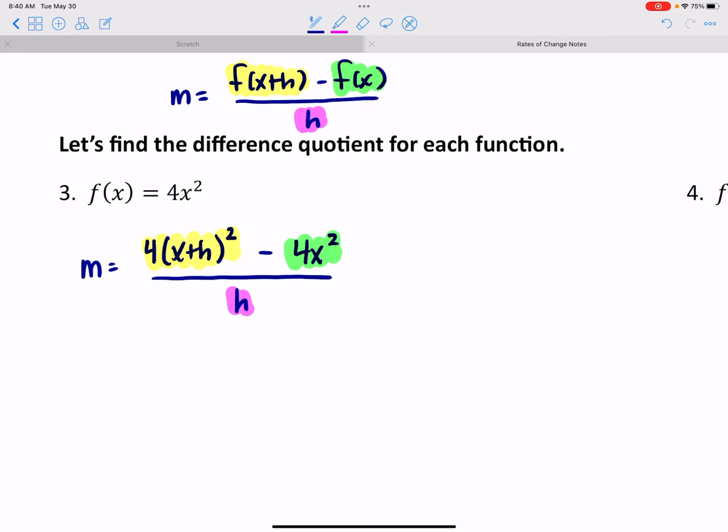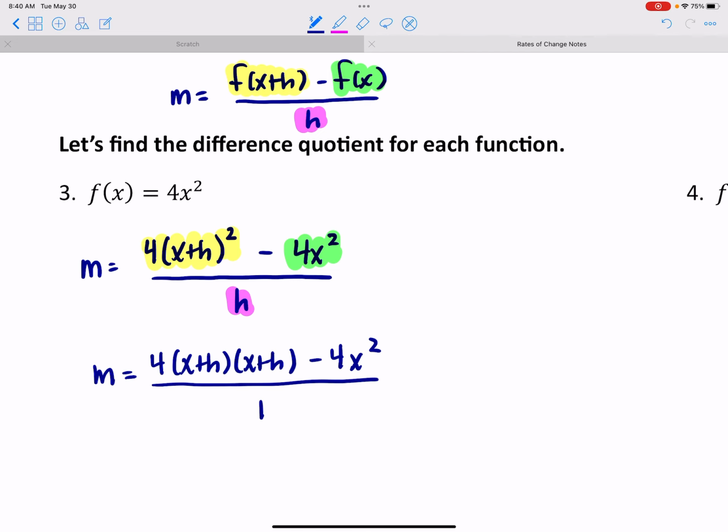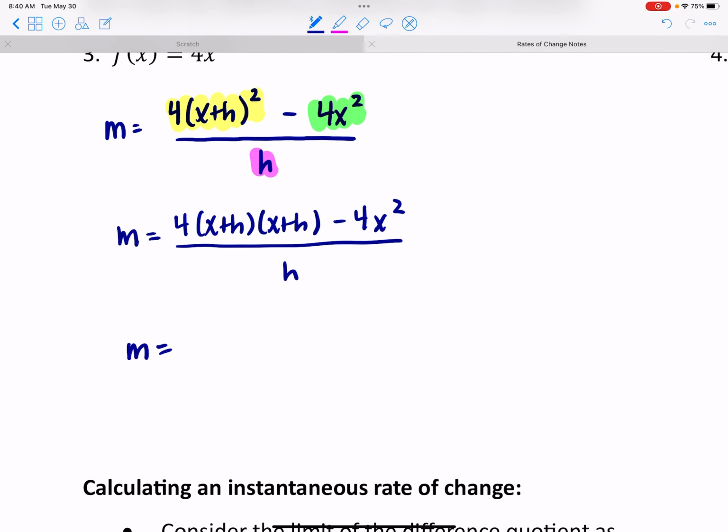And now we're going to do a little algebra to try to simplify this. So our slope is going to be 4 times x plus h squared. That's where the real work is going to happen here. That means x plus h has to be multiplied by itself. And then we're going to subtract that 4x squared. And then again, we're going to divide by h. So we're going to have 4 times, let me do this product here, x times x is going to be an x squared. We're going to get an xh here and another xh here, so we're going to get 2xh's, and then h times h is going to get us an h squared. Now to that we have to distribute a 4, so we're going to end up with a 4x squared.